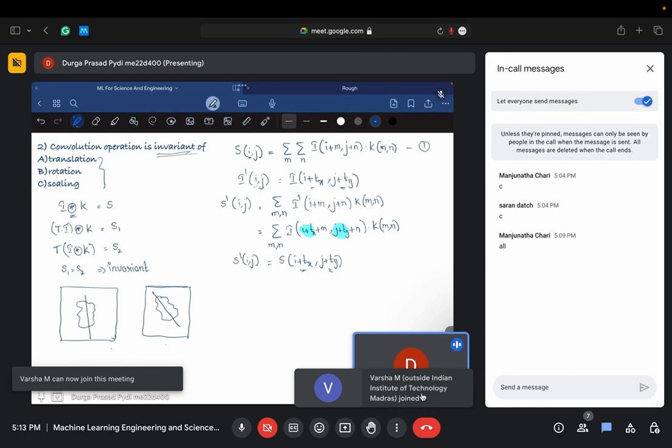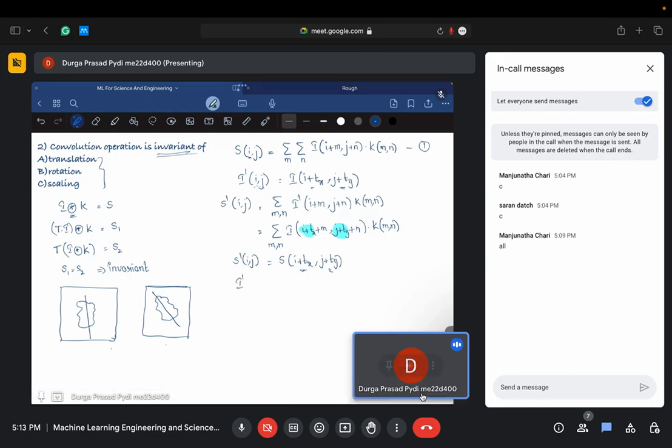Now coming to the next case, rotation: how do I denote I prime? I prime is the image obtained after rotation. We have discussed this before. An image is essentially a matrix, so all these operations can be denoted with matrix multiplication. If R is my rotation matrix, I can write R times, and I am using a dot here to mean matrix multiplication, I of i comma j.